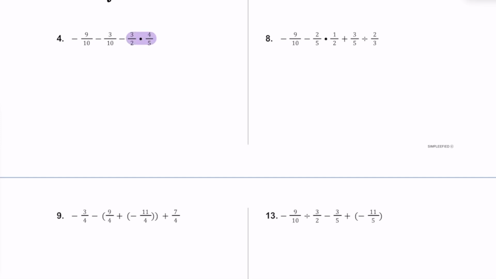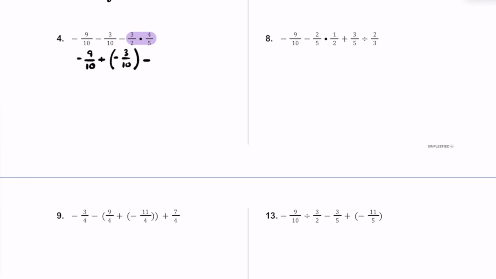Let's go ahead and do the multiplication first here. Let's copy this negative 9/10, and then we're going to be taking away this 3/10, but I know that later on I'm just going to want to add this anyway, so I'm going to write plus negative 3/10, just because it's a little bit easier for me to add two negatives together. And then let's go ahead and subtract what's going on over here.